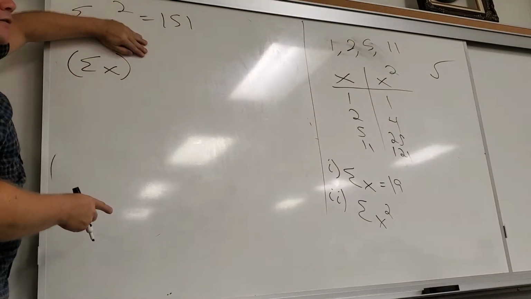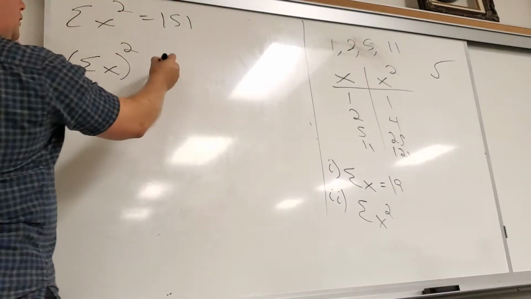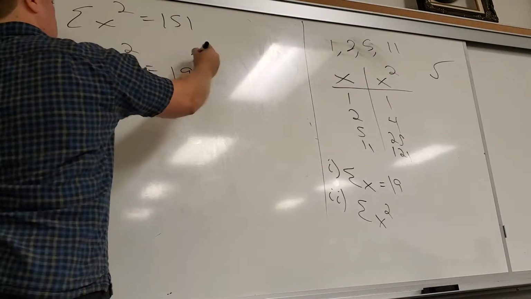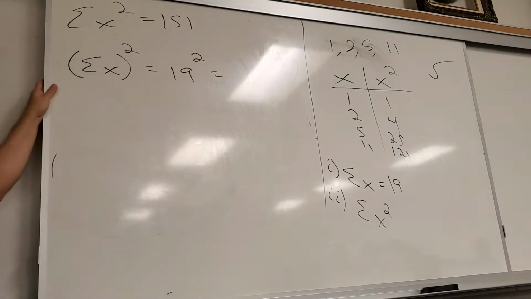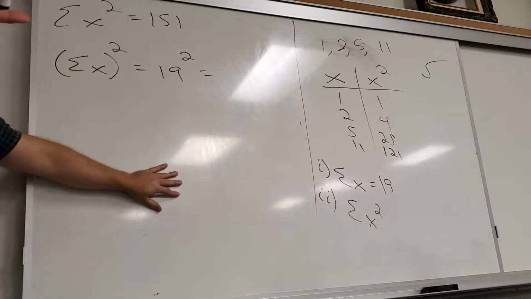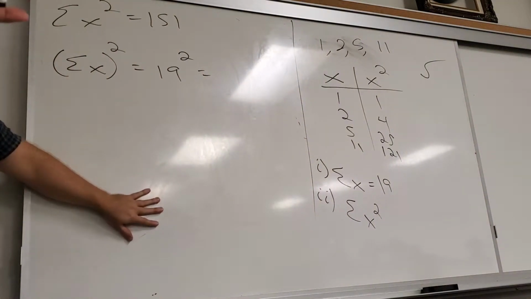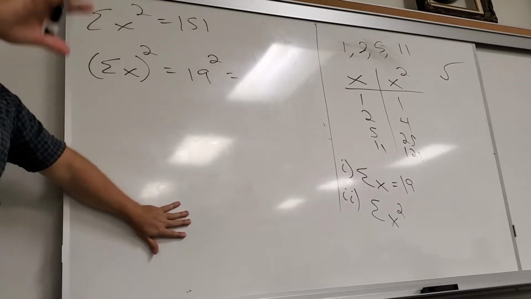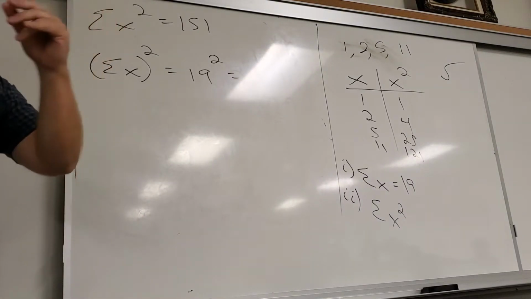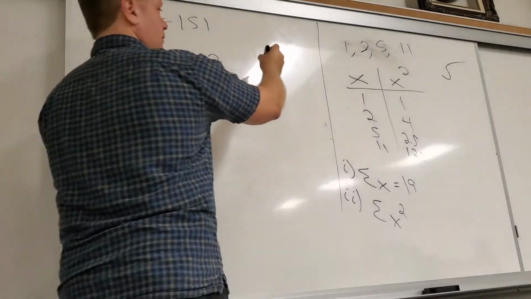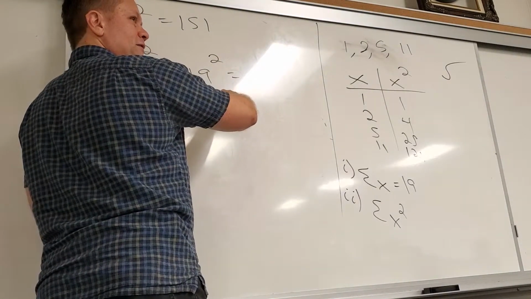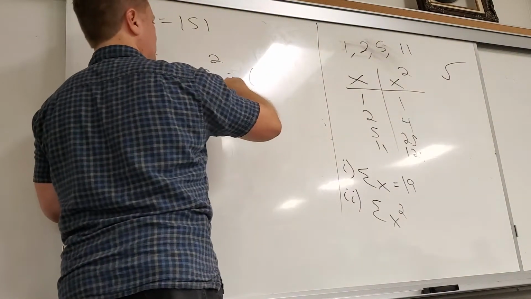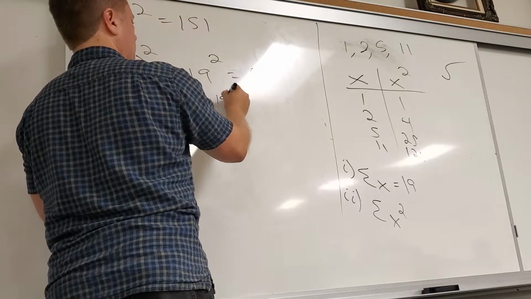What's the sum of x? 19. And then I do what to it? Square it. Real quick. Now watch this. I know some of you guys are going to look at me like you always do. Sorry, I know you have calculators, but watch this. One way to do this. What's 19 times, this is 19 times 19, right?